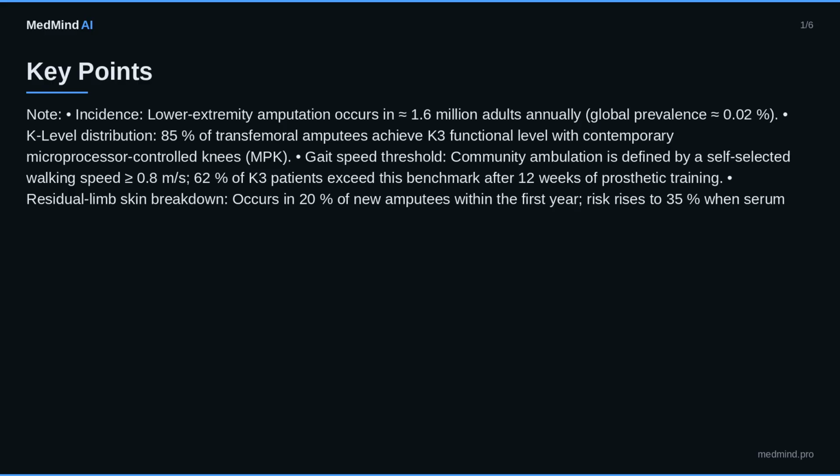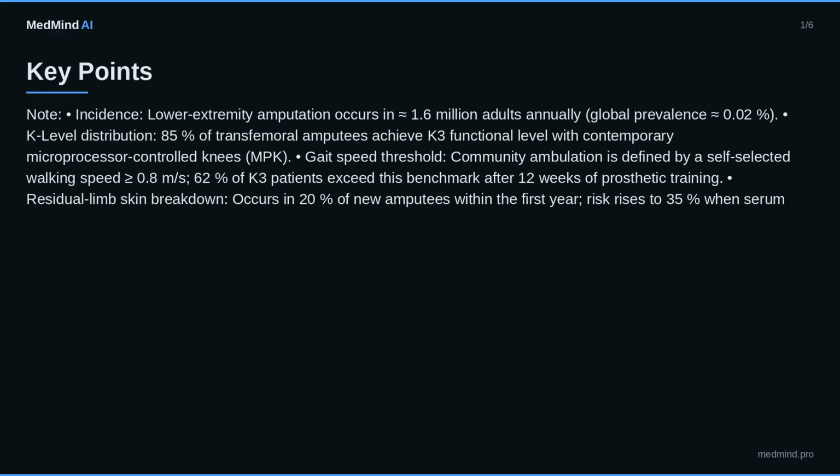Key points. Note, incidence. Lower extremity amputation occurs in approximately 1.6 million adults annually. Global prevalence is approximately 0.02%. K-level distribution. 85% of transfemoral amputees achieve K3 functional level with contemporary microprocessor-controlled knees, MPK.